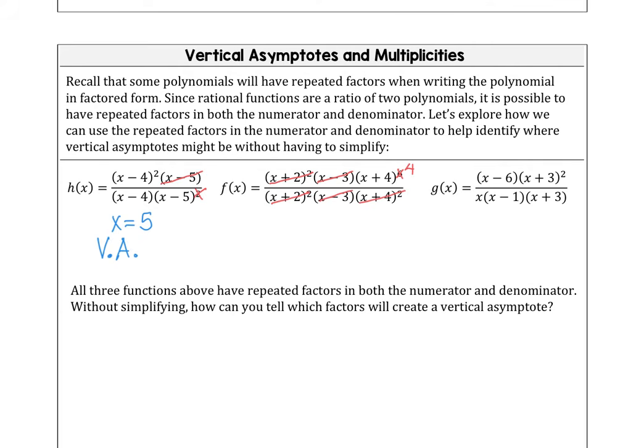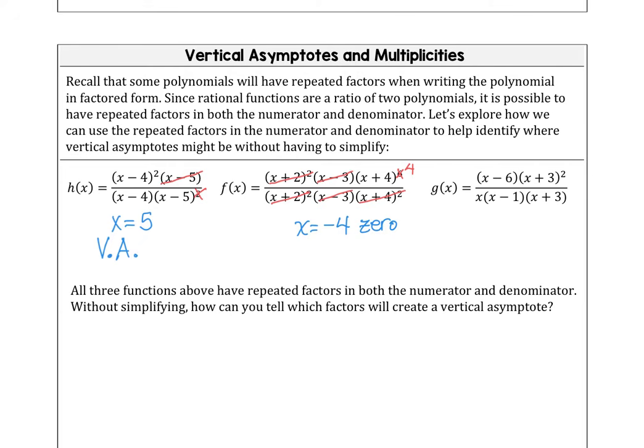That tells us that x equals negative 4 is going to be a 0 of the function. X equals negative 4 is a 0 of the function. And the other situations are all going to be holes.